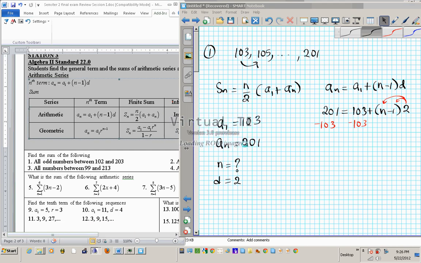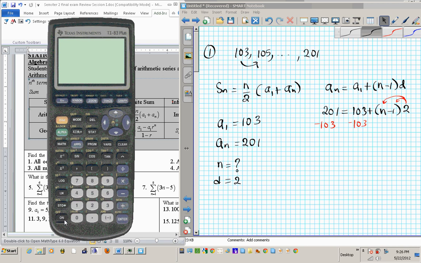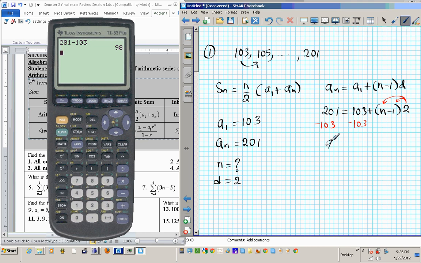Calculator, where are you? There you are. So 201 minus 103 gives us 98. So we're going to have 98 equals, if we distribute that, 2n minus 2.